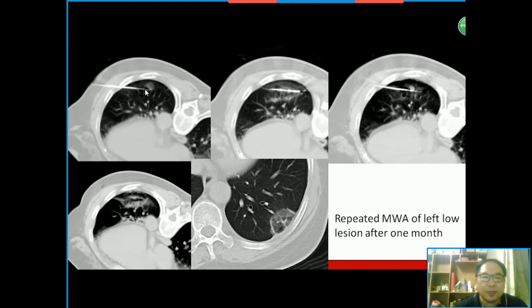We can see the needle is close to the lesion nidus, and after 3 minutes of ablation, we can see that the lesion shrinks, and this is the CT scan soon after ablation, and we can see the cannula of the lesion.